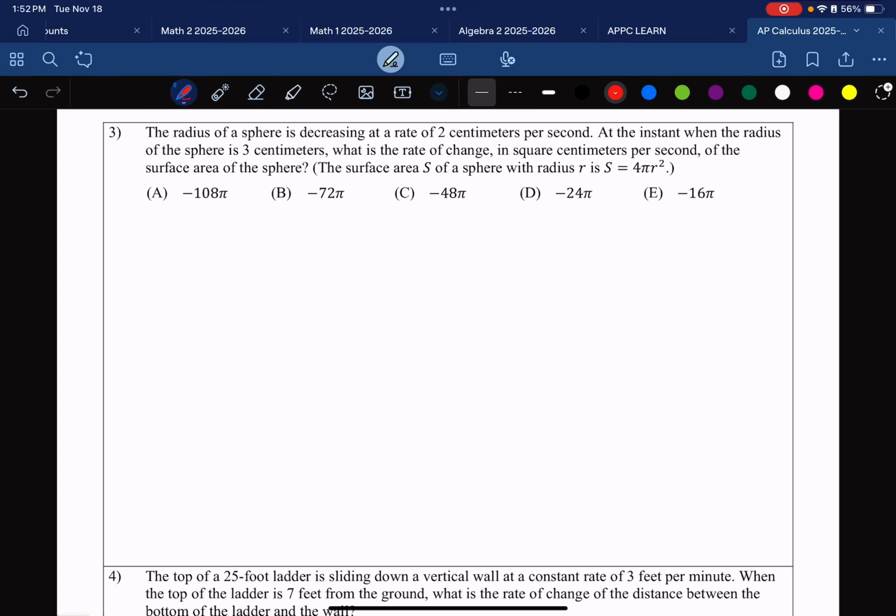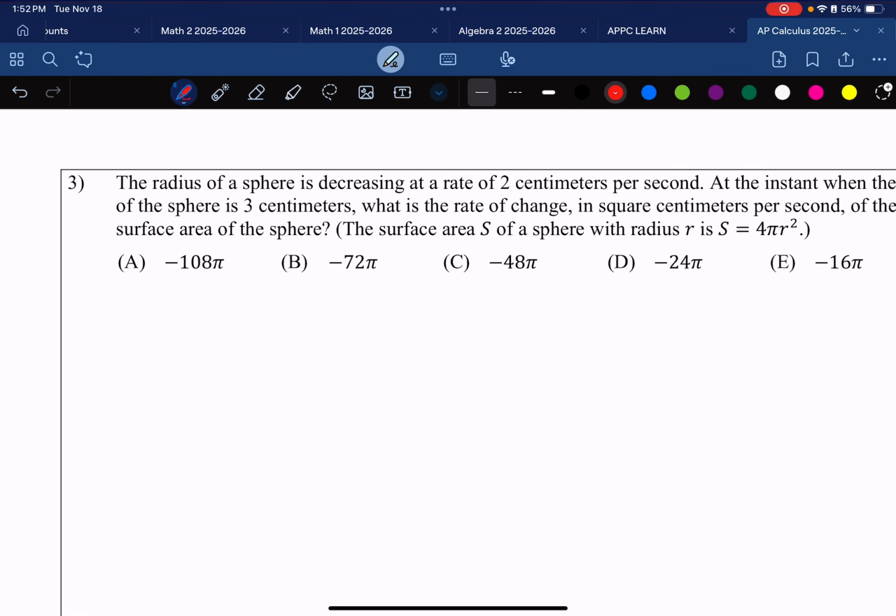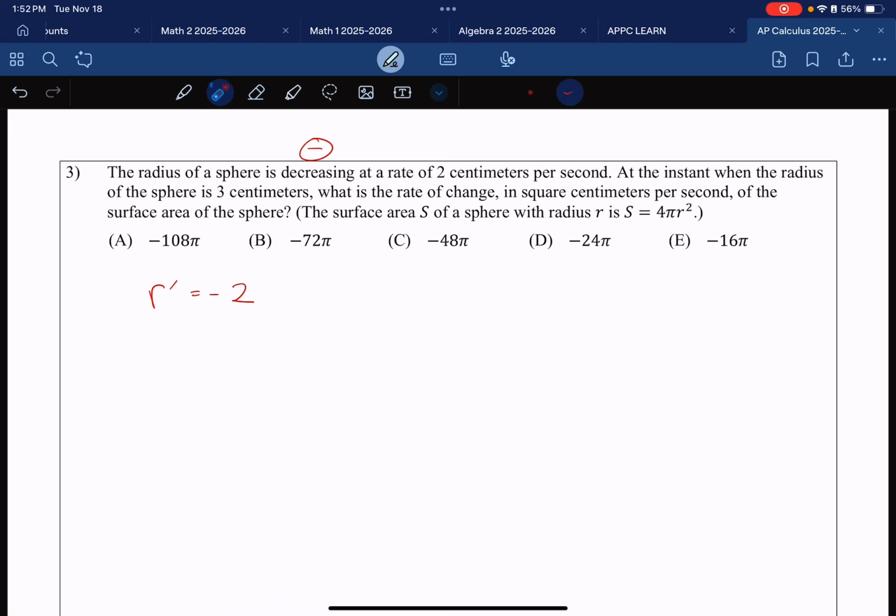All right, number 3, another related rate problem. What do we have? We have the radius is decreasing. Decreasing is that negative word, so we can say r prime, because it's changing, is a negative 2. What else do we have? The radius is 3. Therefore, just r with no prime is equal to 3. And I'm asked to find the rate, so it's something prime, of the surface area. So it's surface area prime is equal to box. That's what I'm asked to find.